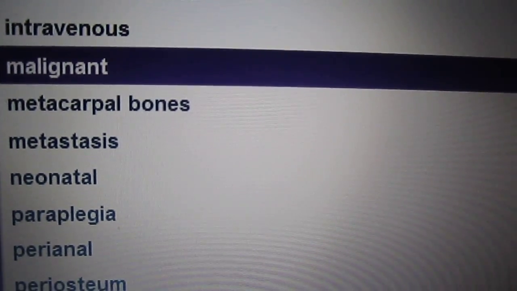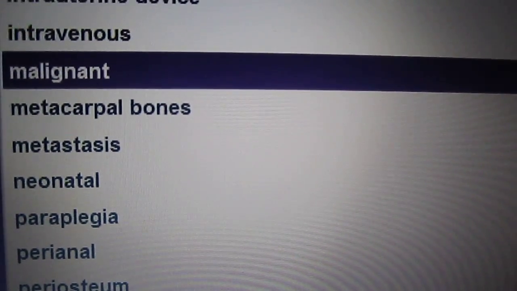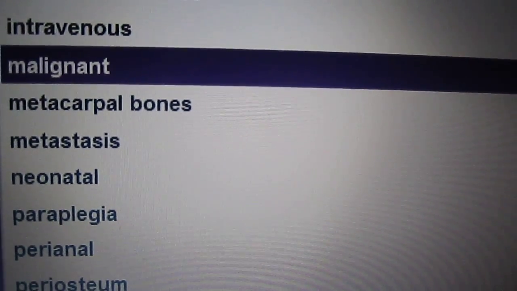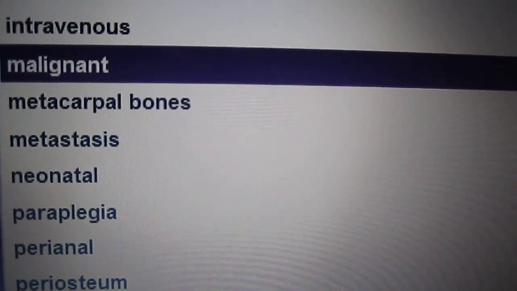Malignant. Malignant means harmful or cancerous. A malignant tumor invades and destroys the tissue in which it originates and can spread to other locations within the body.